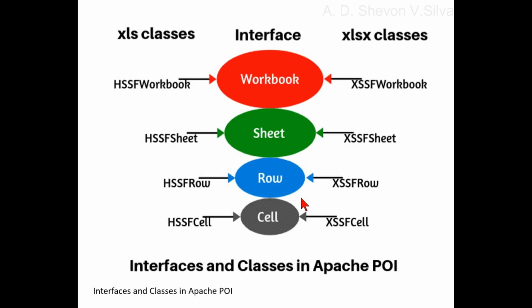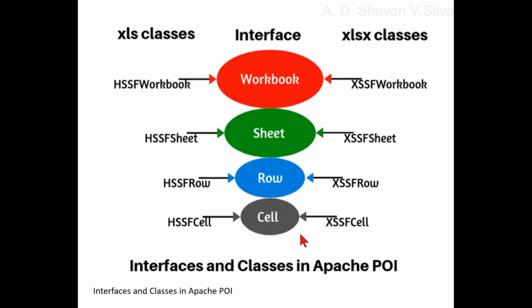Row. A row represents a collection of cells. It is a super interface of the HSSFRow and XSSFRow classes and is represented in the org.apache.poi.ss.usermodel package. It is used to represent a row in a spreadsheet. HSSFRow and XSSFRow classes implement the Row interface.